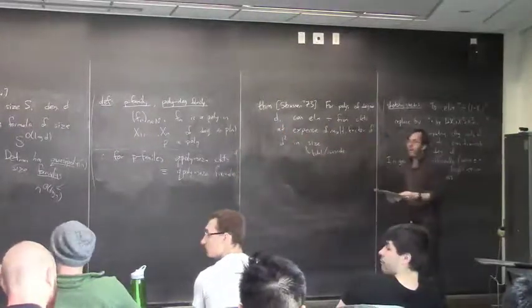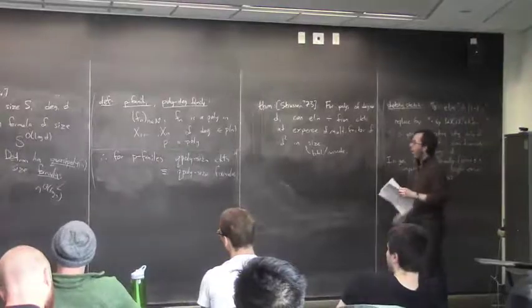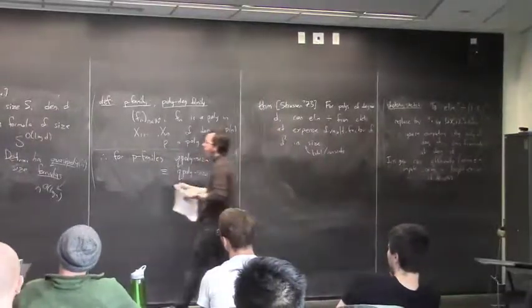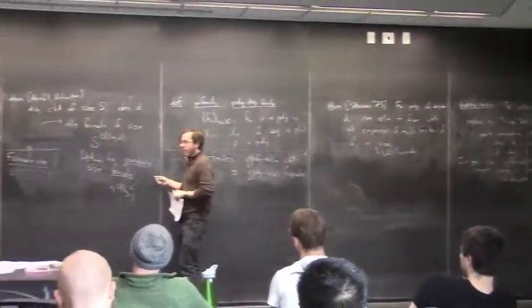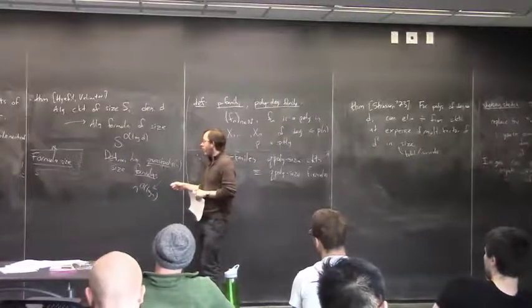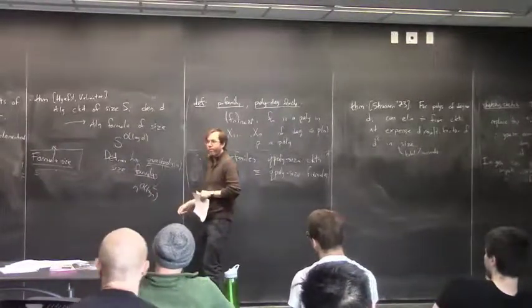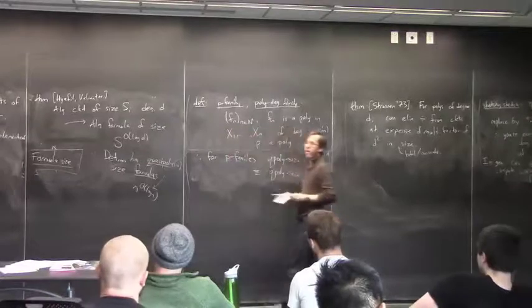Yep. Is the upper bound for formula optimal? Great question. For the case of determinant, it's not known if there are formulas of polynomial size. So n to the log n is the best formula size we know.